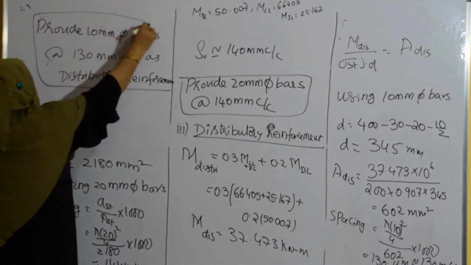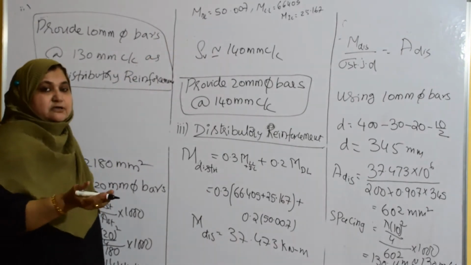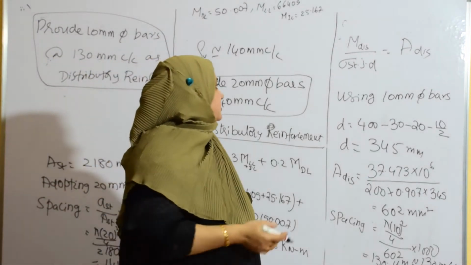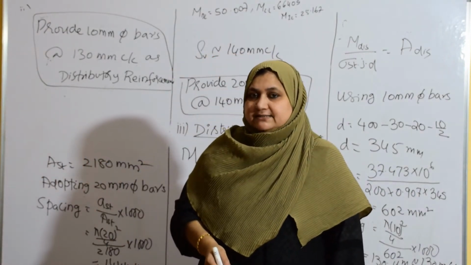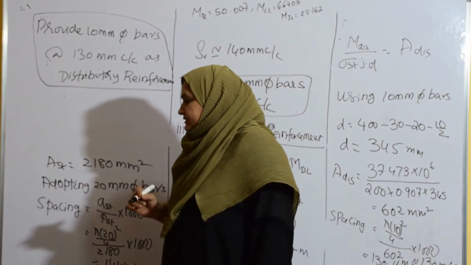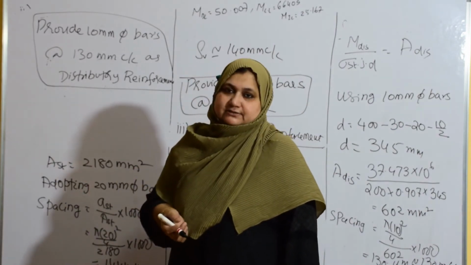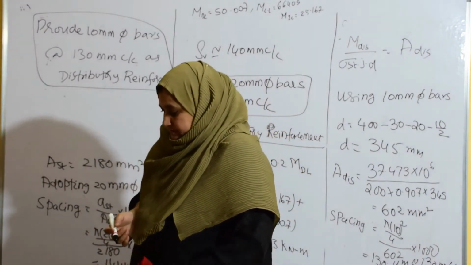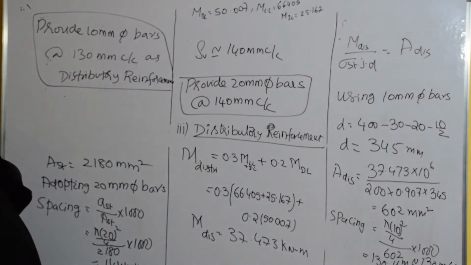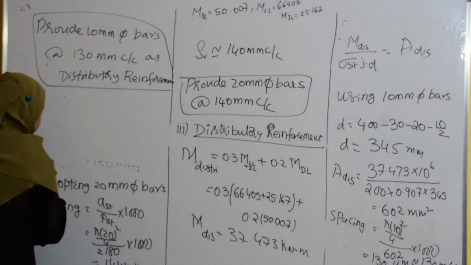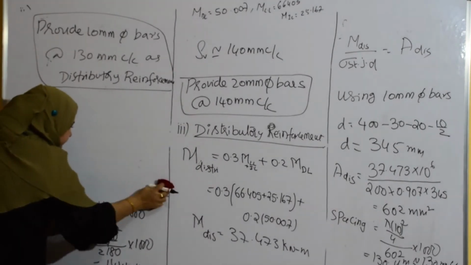So this is the reinforcement that comes above the main reinforcement. With this our step 6 is completed, that is design of the section. So 6 steps are completed.